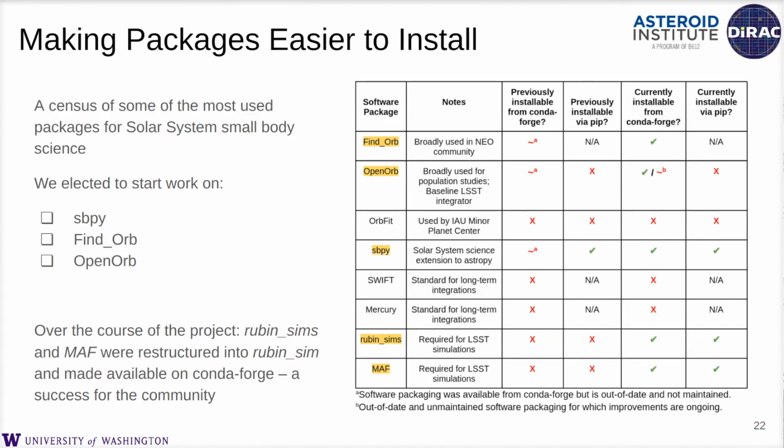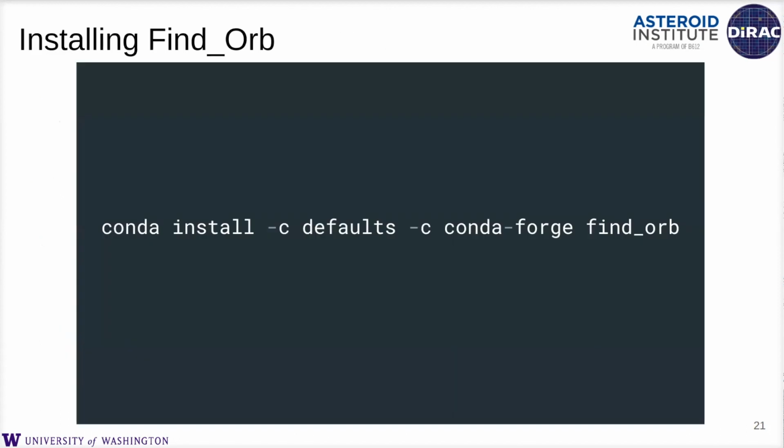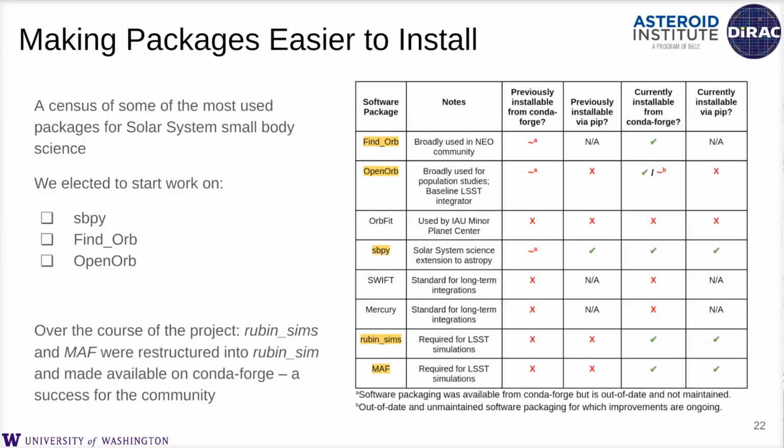And then at the bottom, we see Rubin, Sims, and MAF. At the onset of this project, Rubin, Sims, and MAF were 2 separate packages not available on CondaForge. So they were not available to be installed via a command like this. But while we were working on SPPy, FindOrb, and OpenOrb, the developers of those packages actually went through, restructured them into a single package, and made it installable on CondaForge.